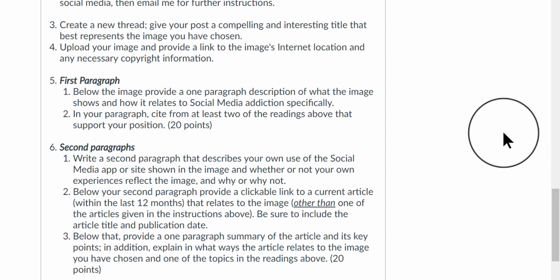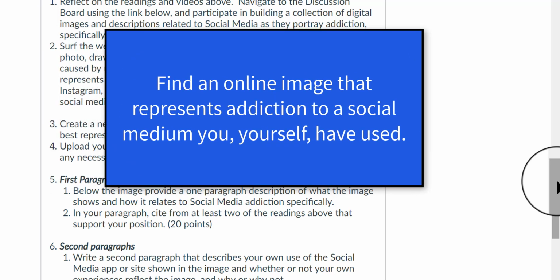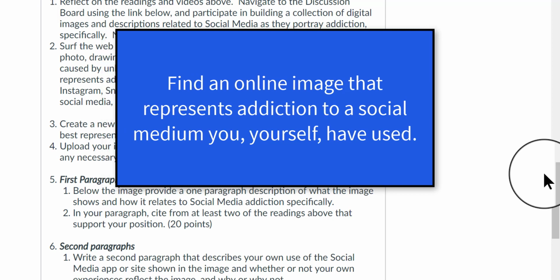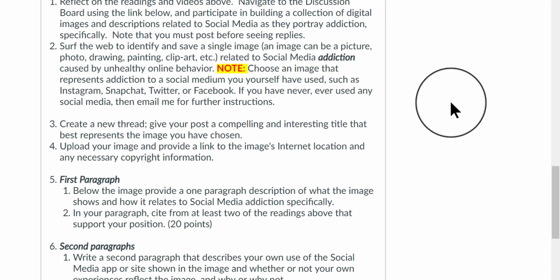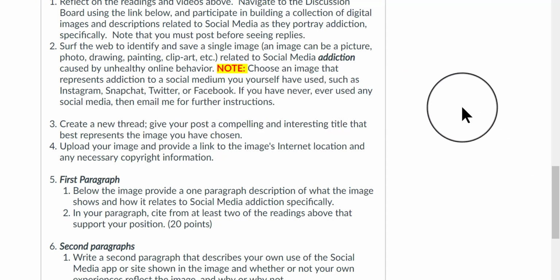You're going to go online and find an image, like a picture or a photograph or a drawing or clip art, some kind of image that represents, in your mind, an addiction to a social medium that you yourself have used. That's not to say that you are addicted, but just that you're going to pick an image for a medium like Twitter or Facebook that some people can be addicted to. But it needs to be one that you yourself have used, either Instagram, Snapchat, Twitter, or Facebook.